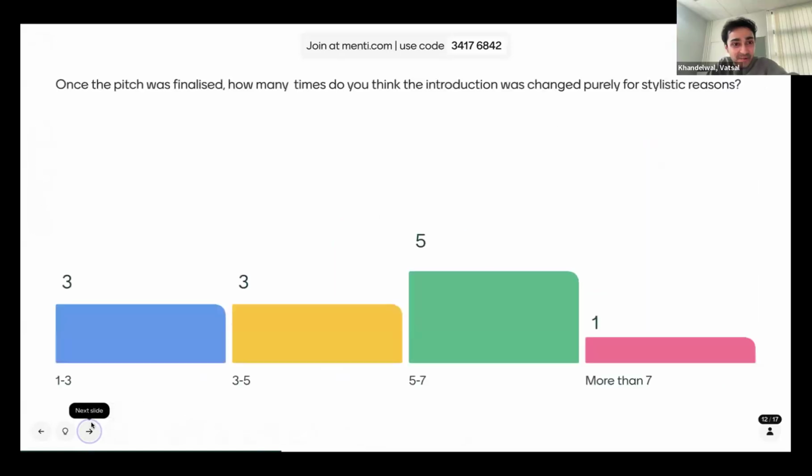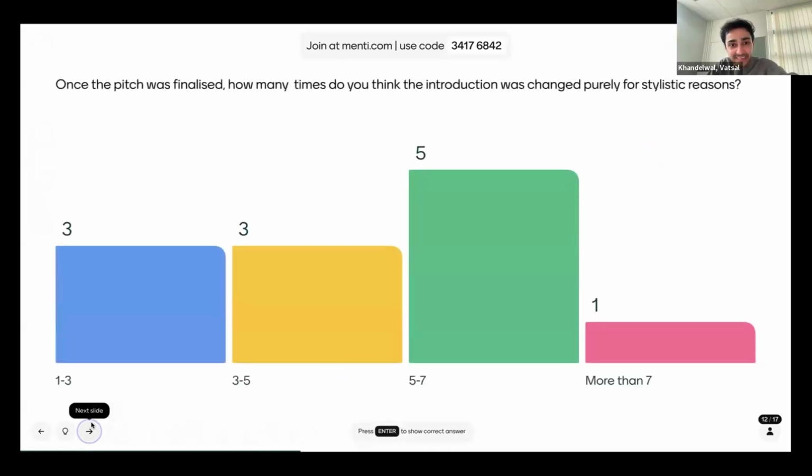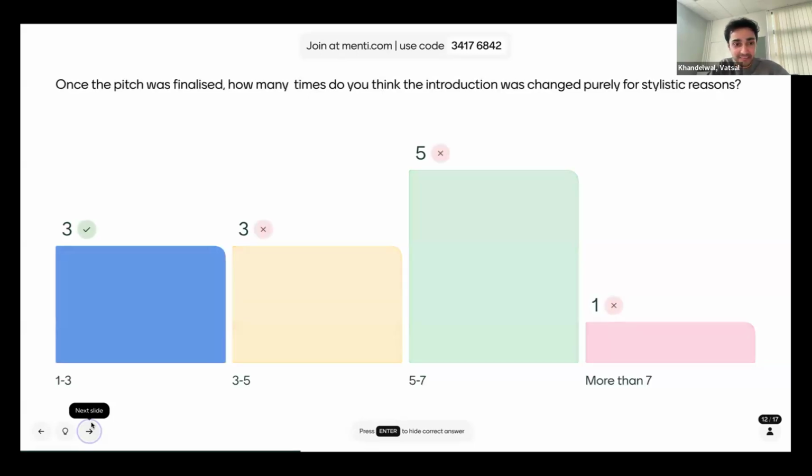All right. The next question is about writing. Once the pitch was finalized, how many times was the introduction changed for stylistic reasons? This was 1 to 3 in your case. Do you want to talk about the writing process as well? How many versions of the introduction do you usually have before you submit a paper?